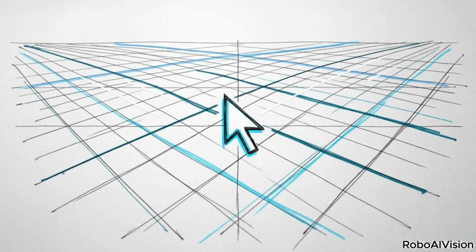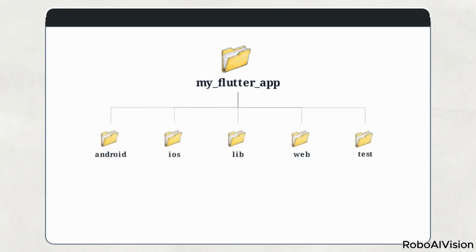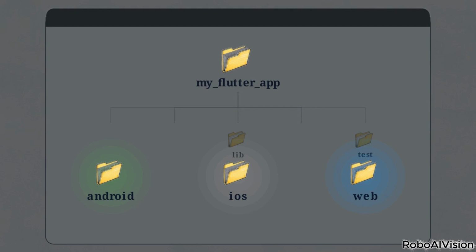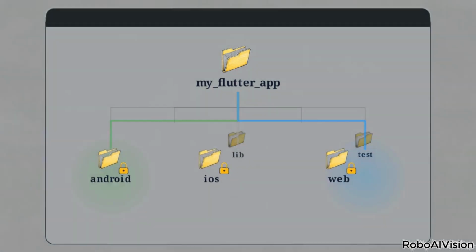When you run the creation command, Flutter doesn't give you a blank file. It automatically builds a fully functional, pre-wired application infrastructure for you. Inside the project, you'll see folders labeled Android, iOS, and Web. These contain the native code required for those specific platforms. You will almost never need to open these. The Flutter engine handles them automatically.